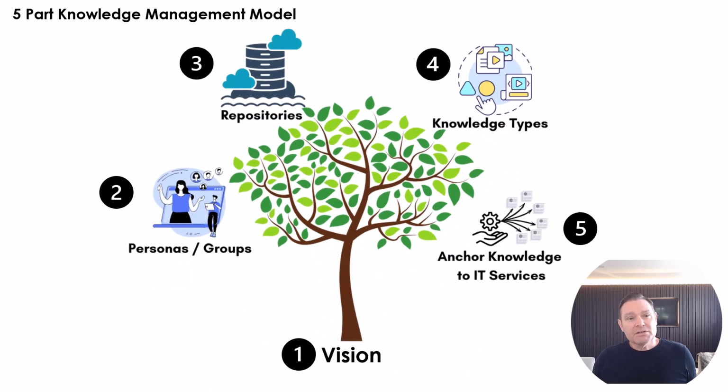So effective knowledge management is not about creating more, it's about creating the right knowledge for the right people in the right format with the right context. And using this 5-part model, knowledge stops being noise and starts becoming your greatest shift left enabler.